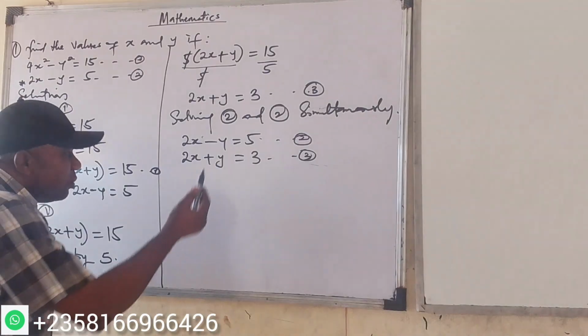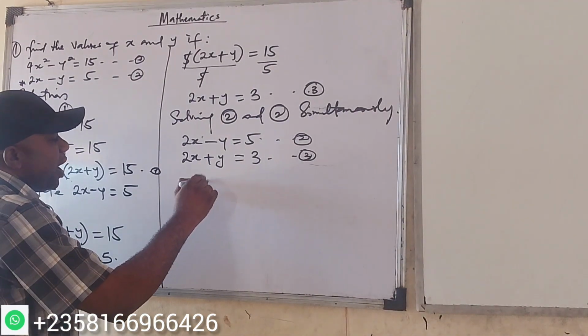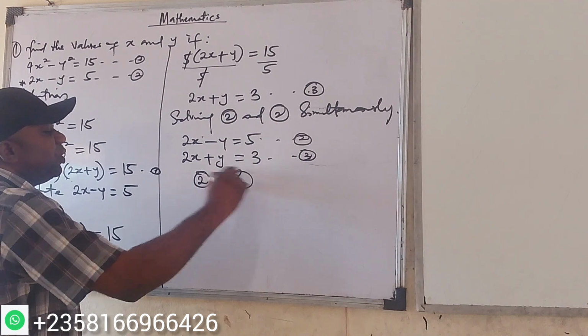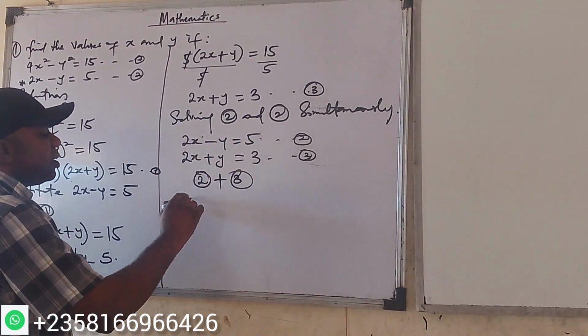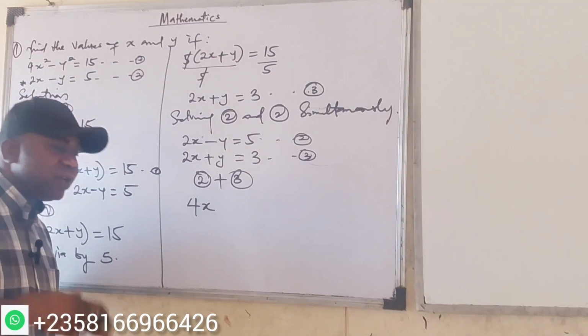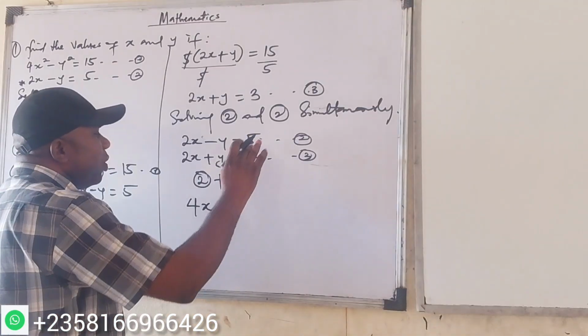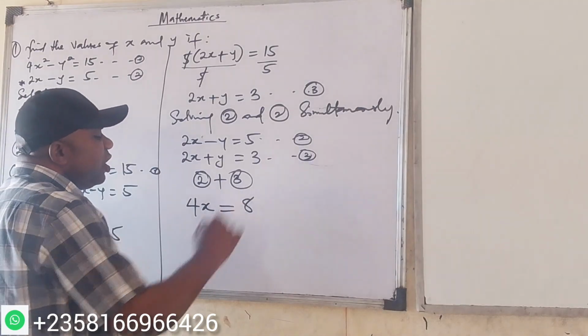In this case, since we are eliminating y, and here we have minus and here we have plus, we are adding equation 2 plus equation 3. So 2x plus 2x is 4x. Yes, minus y plus y is gone. We have eliminated y. Now this will be equal to 5 plus 3 is 8.